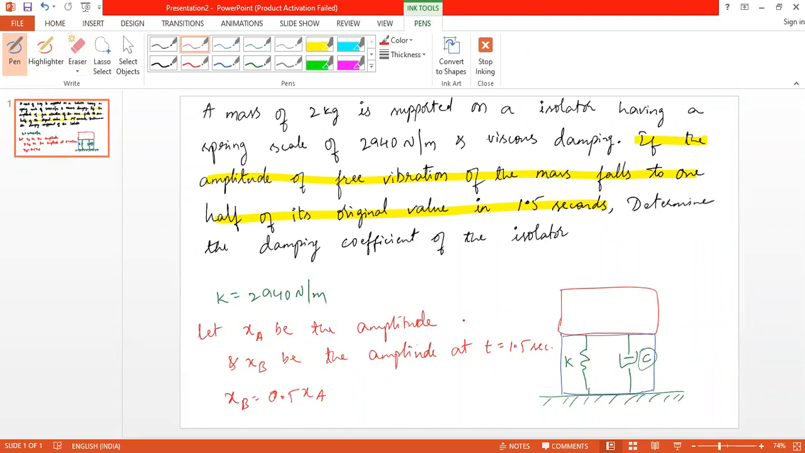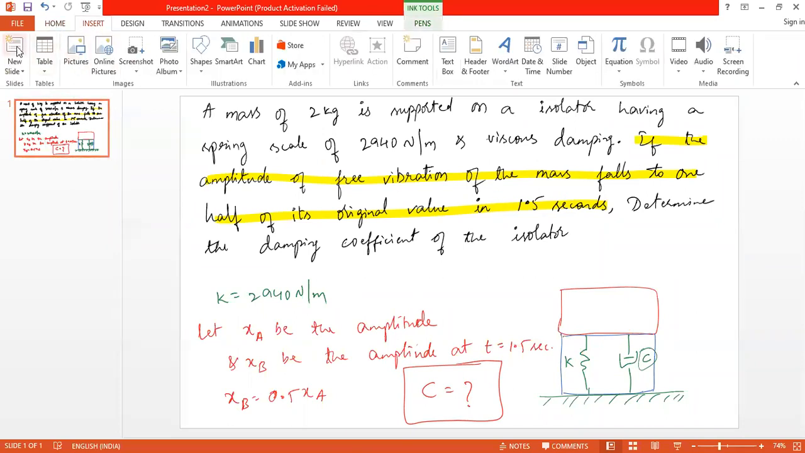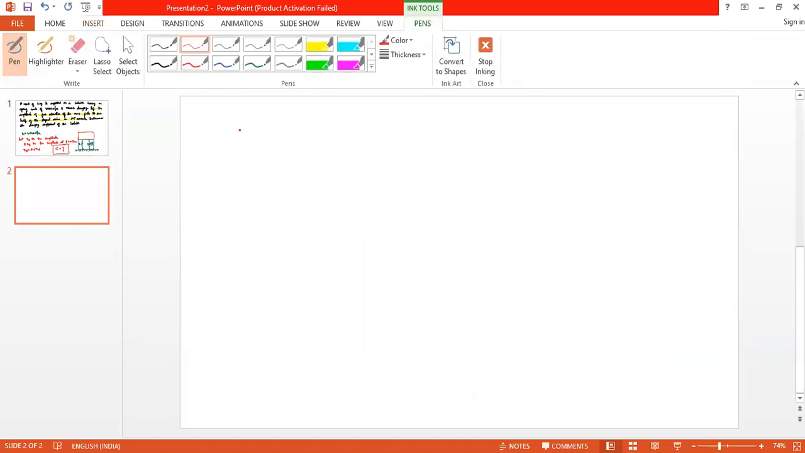Now we need to find out the value of C. To find this, we know that zeta is equal to C by Cc. This is a formula we have. So if I know the value of zeta and the value of Cc, I can get the value of C.